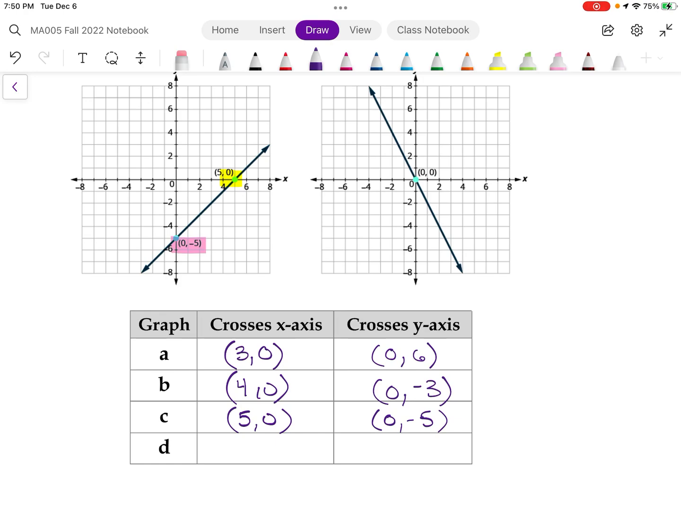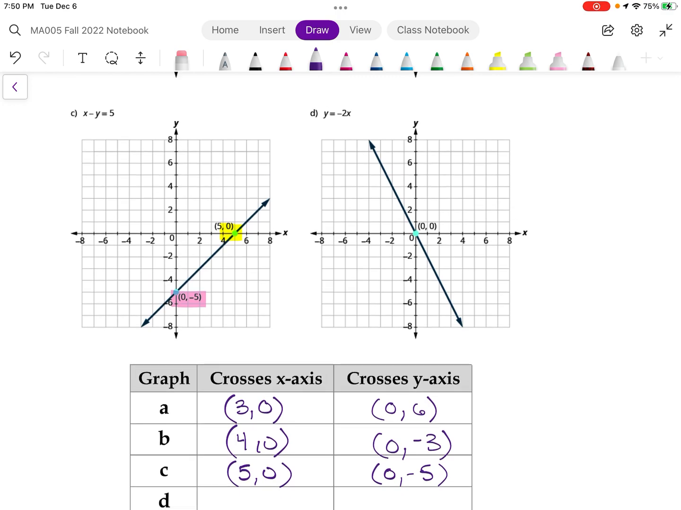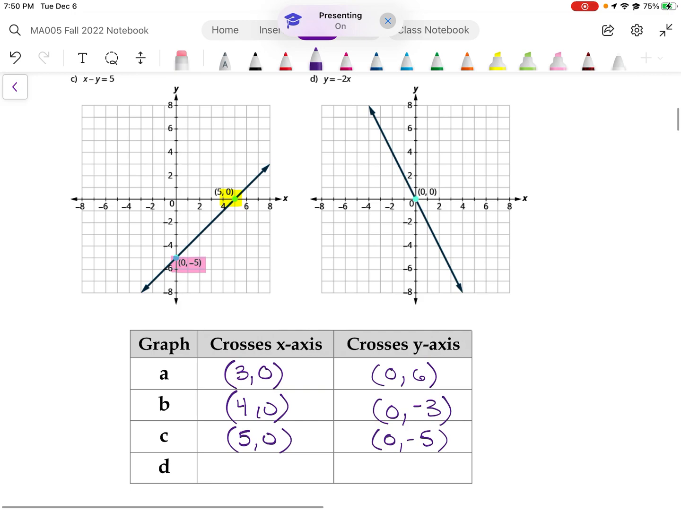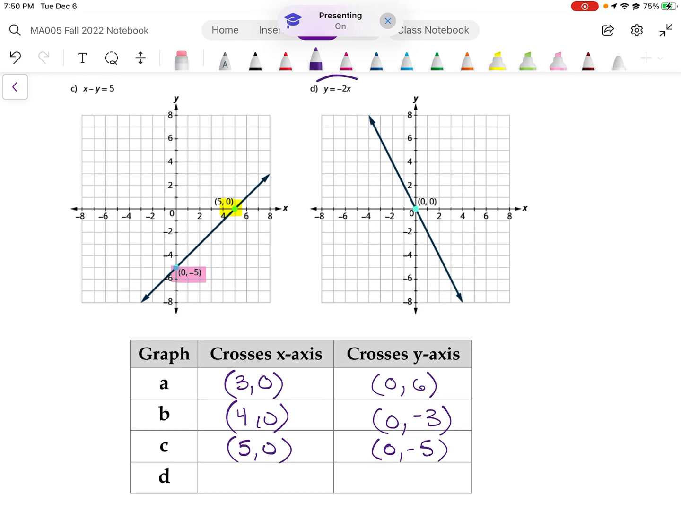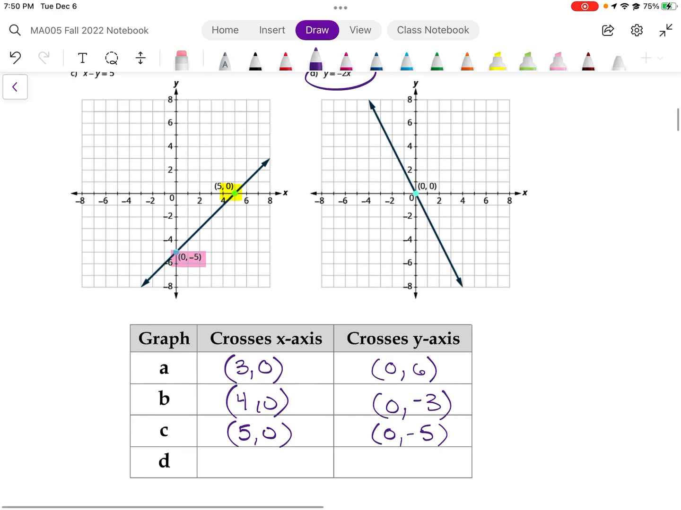So now you take a moment and think about D. All right, so hopefully you see that there's only one intercept. This is y equals negative 2x. That's what this graph is right here. And it crosses the x-axis at (0, 0). It crosses the y-axis at (0, 0). Okay, so both intercepts are considered the same point, (0, 0).